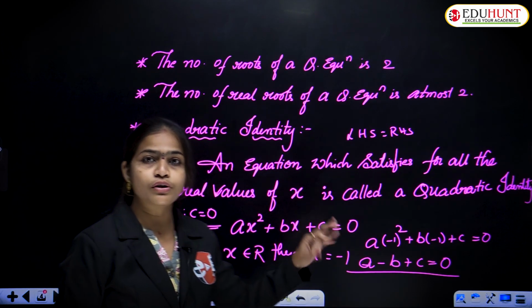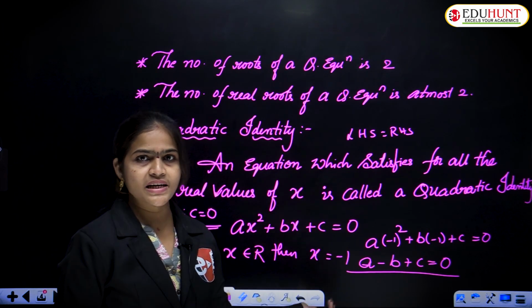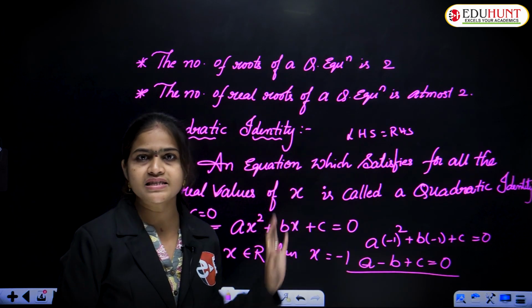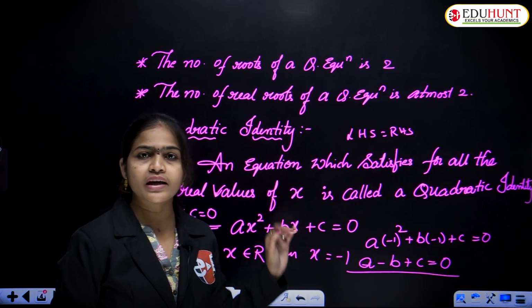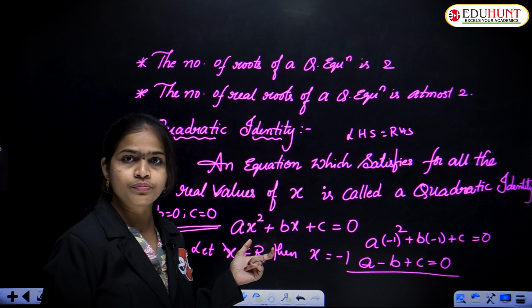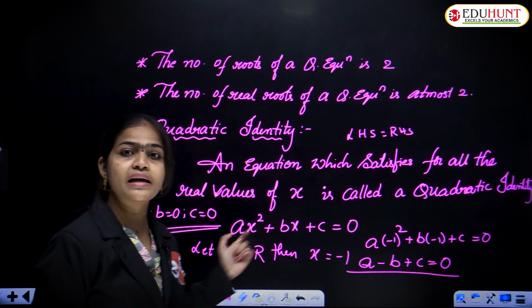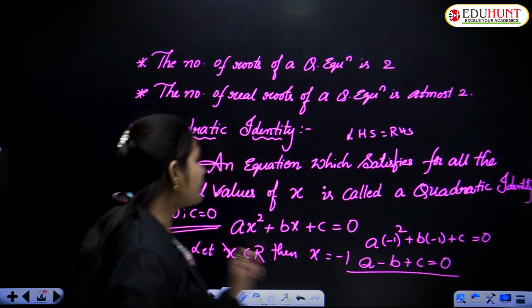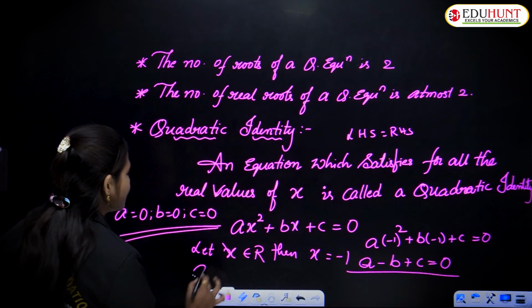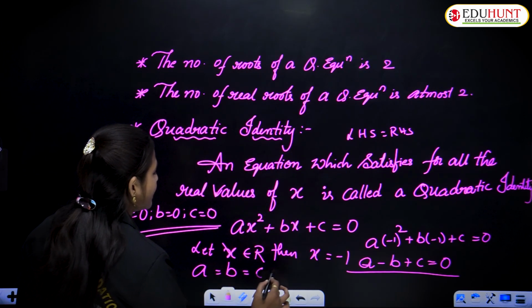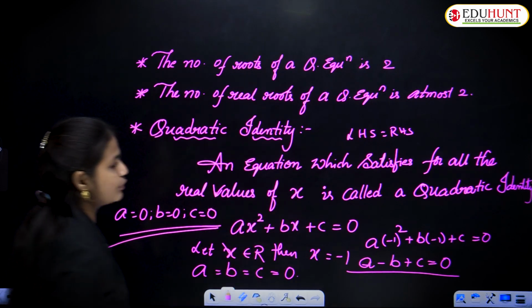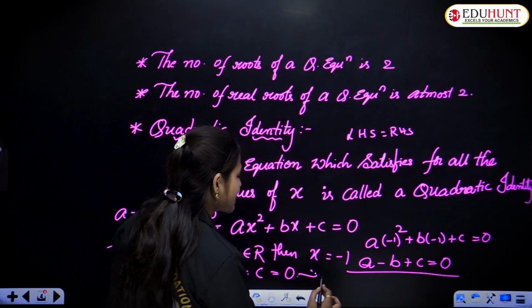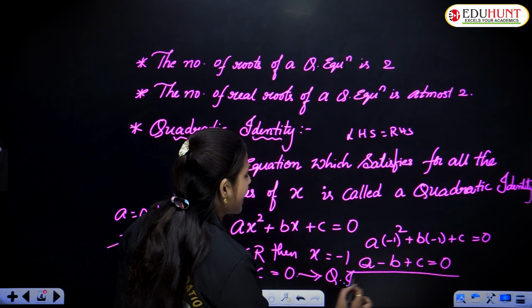Okay, why? Because if you are not taking a is equal to 0, b is equal to 0, c is equal to 0, we are having some types of quadratic equations. But here a is equal to 0. If you take a is equal to 0, then only this total LHS becomes 0. Understand? So that's why here the condition is a is equal to 0, b is equal to 0, c is equal to 0. So like this condition is there, this is called a quadratic identity.